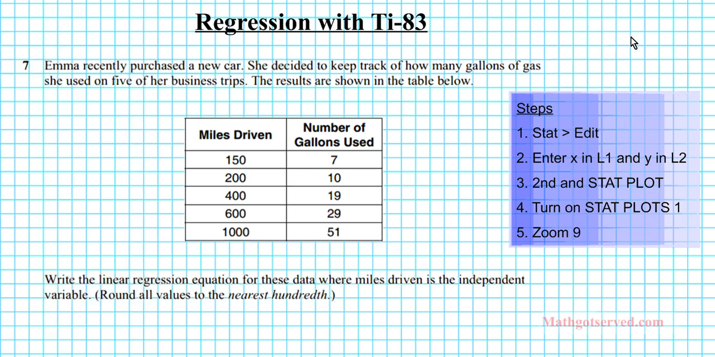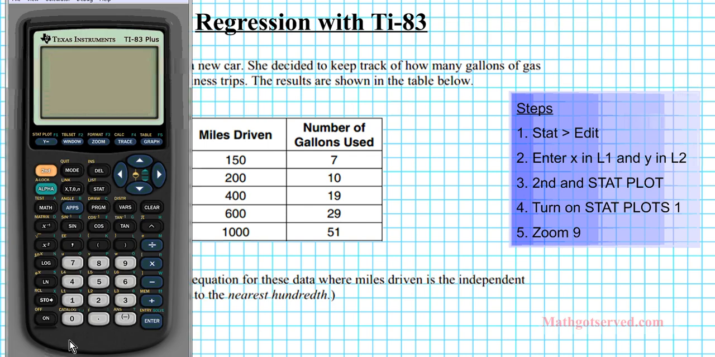So what we're going to do is follow the instructions. First of all, we're going to go to Stat, the Stats button, and then Edit, option 1. And then in list 1, we're going to enter all these numbers. Okay, so 150, enter, 200, 400, 600, and then lastly 1000.